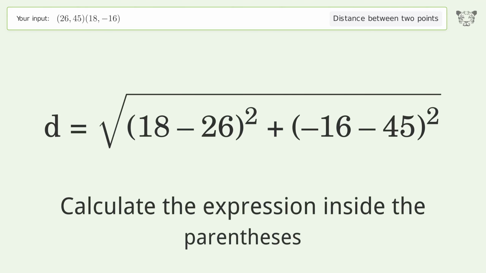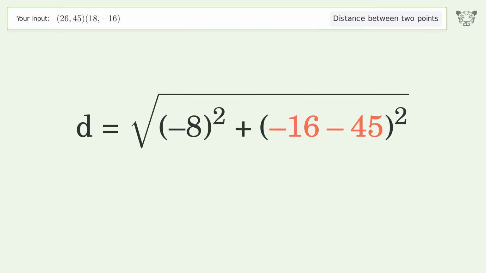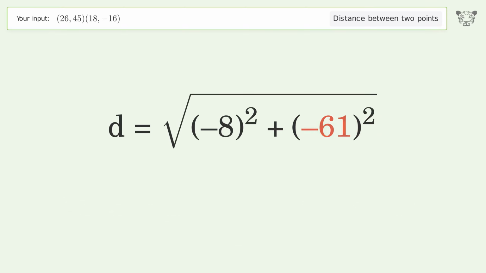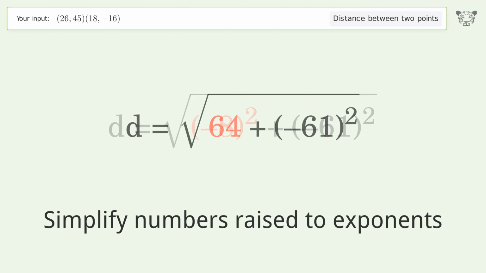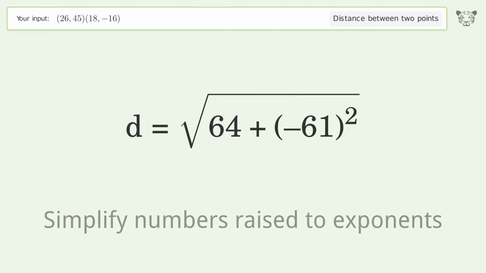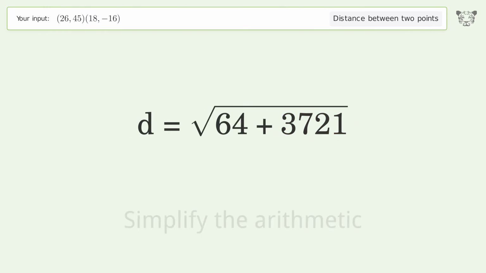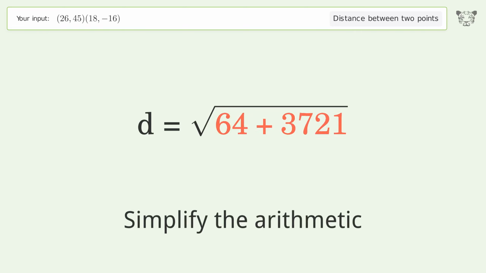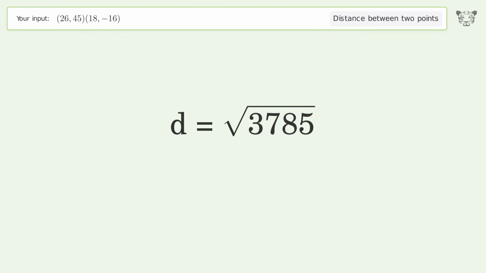Calculate the expression inside the parentheses. Simplify numbers raised to exponents. Simplify the arithmetic. And so the distance between the 2 points is the square root of 3785, or 61.522.